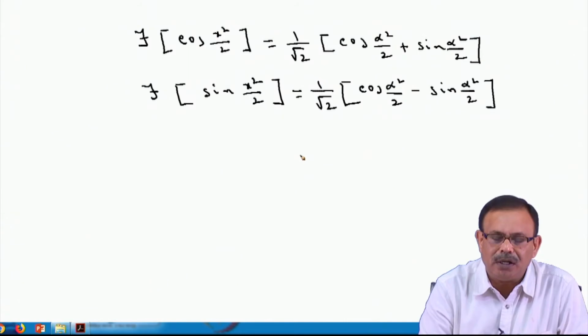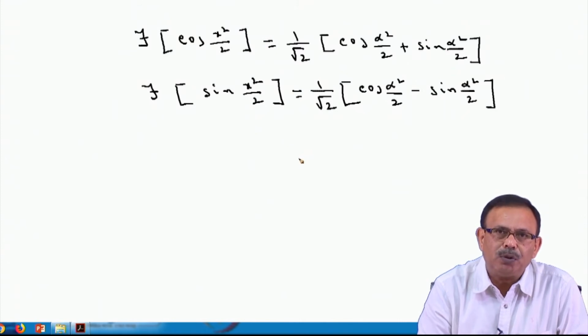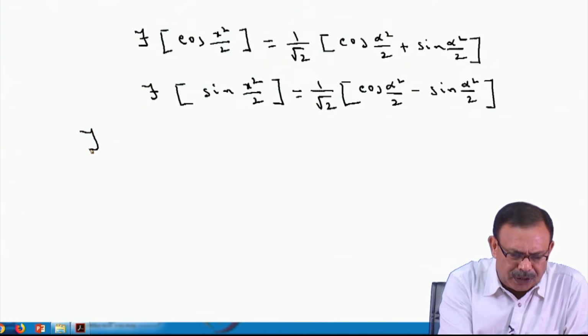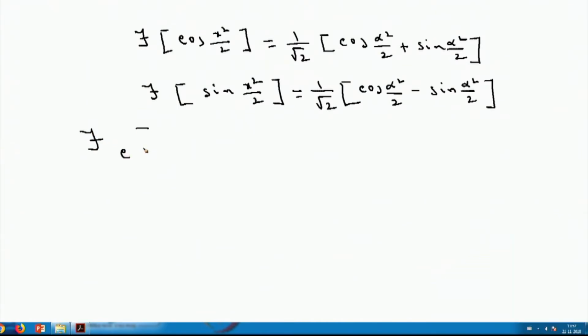We have done it earlier, that Fourier transform of cos of x square by 2 is 1 by root 2 times cos of alpha square by 2 plus sine of alpha square by 2, and Fourier transform of sine of x square by 2 equals 1 by root 2 times cos of alpha square by 2 minus sine of alpha square by 2. Now, let us start with the left hand side, that is Fourier cosine transform of cos of x square by 2 minus pi by 8. Let us start from here.